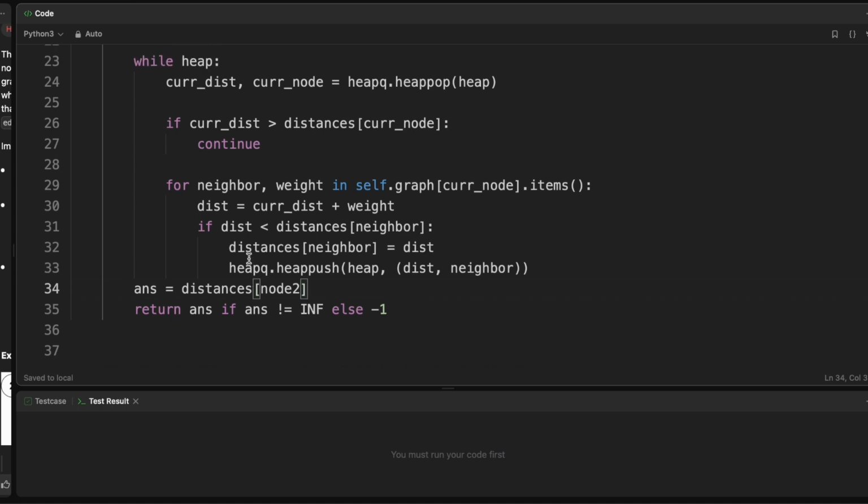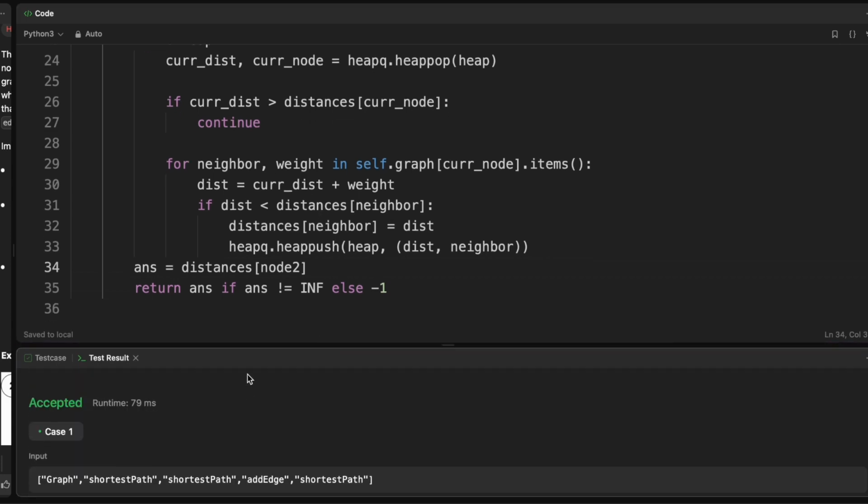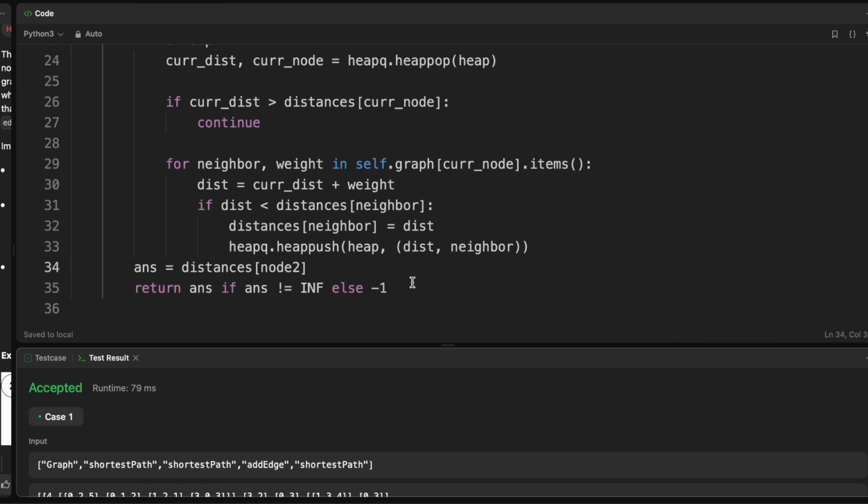So now let's try to run this quickly and see if this works. It should work. Cool, perfect. So now let's try submitting this. Hopefully it should work. All right, so yeah, we have the solution accepted.